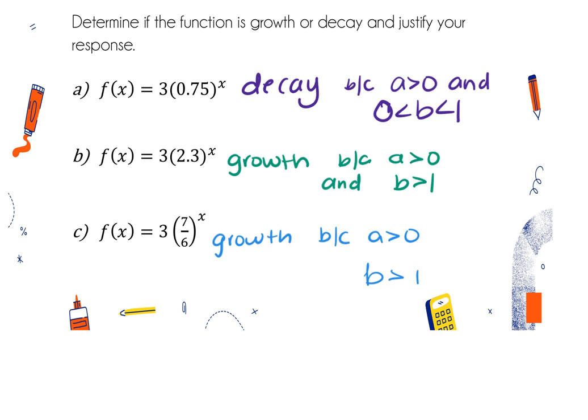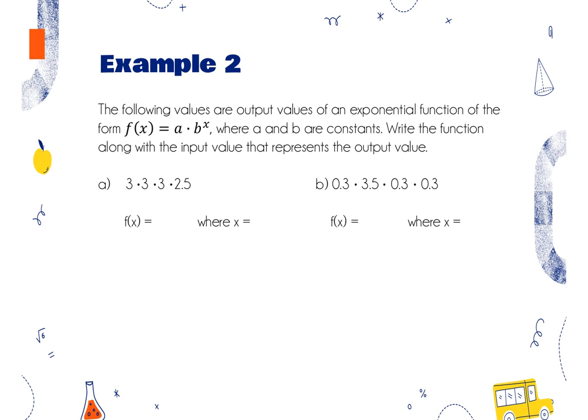Easy stuff, yes? Okay. So now, look at how it could take something and manipulate it. Obviously, make it this crazy word problem that's actually quite basic if you understand what you're looking for. It says, the following values are output values of an exponential function of the form f of x equals a times b to the x, where a and b are constants. Write the function along with the input value that represents the output value.